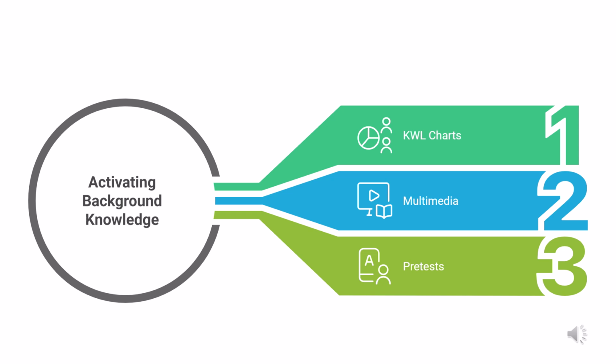The K stands for information they already know, and the W represents any information they want to know about the lesson's topic. Students use the letter L after the lesson to write information they learned, while multimedia, sometimes using visuals such as video clips or pictures, can help trigger a student's background knowledge about a topic.